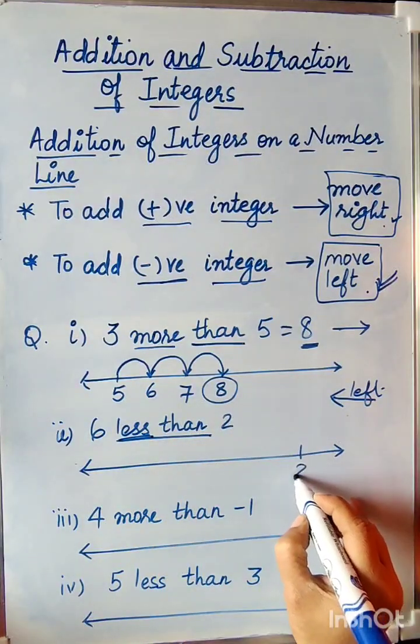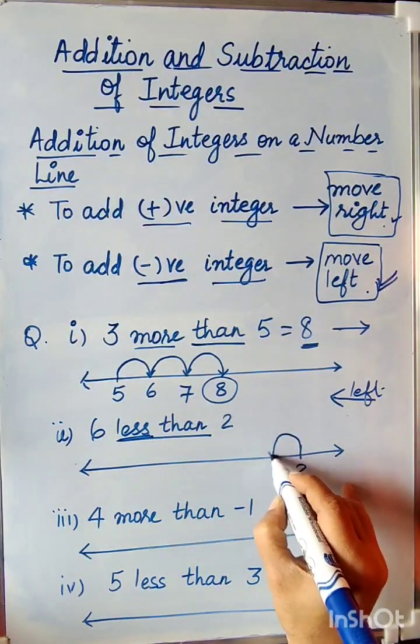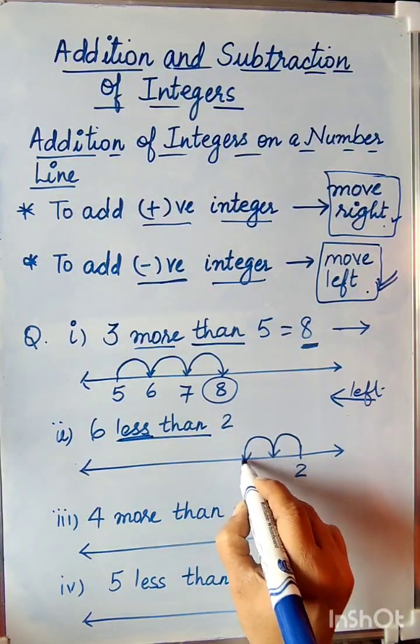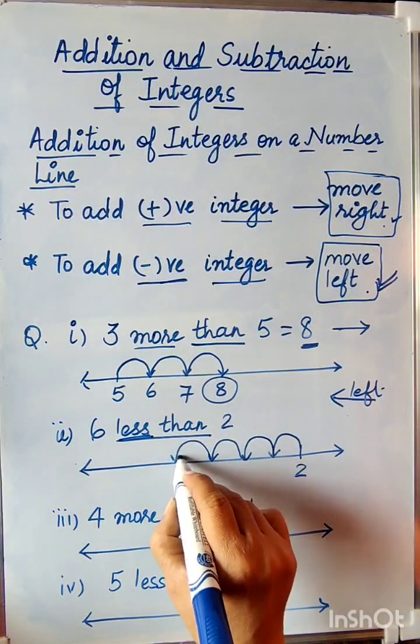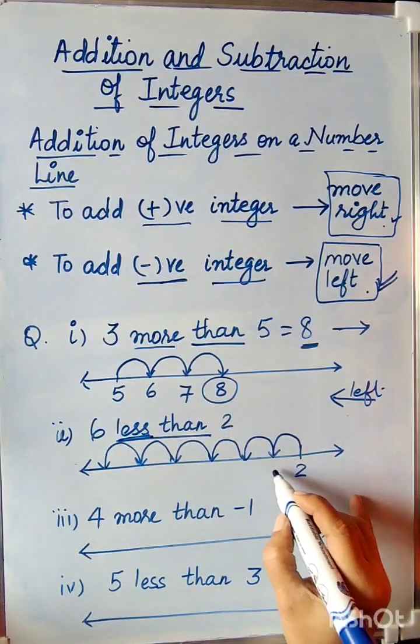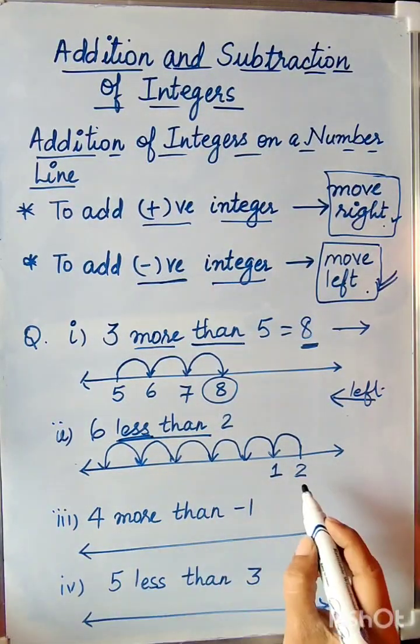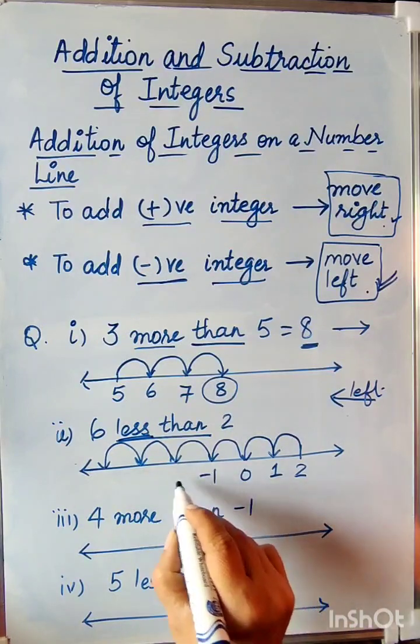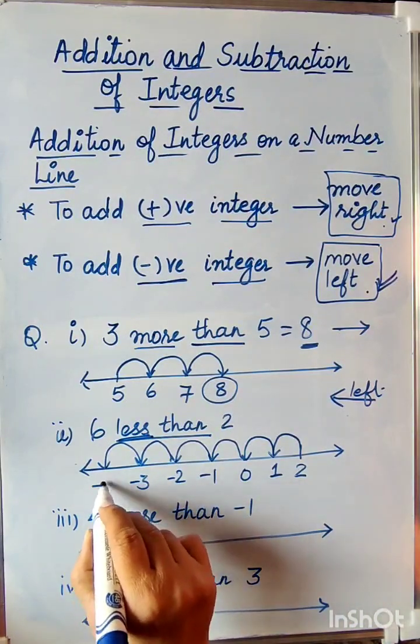That means I will place my 2 here and we will move 6 steps to the left. 1, 2, 3, 4, 5 and 6. So you can just place your numbers here in the reverse direction. 2, 1, 0. This will be -1, -2, -3 and -4.